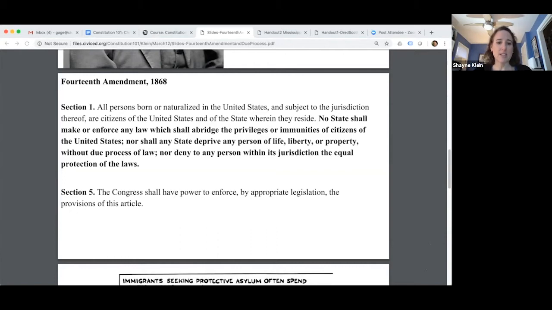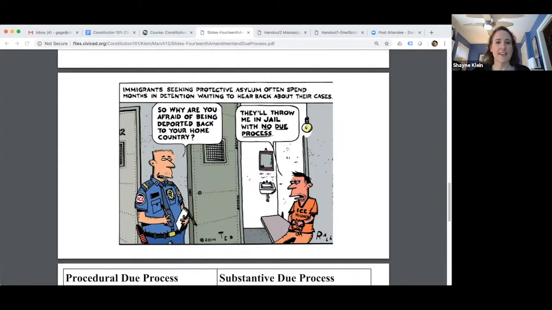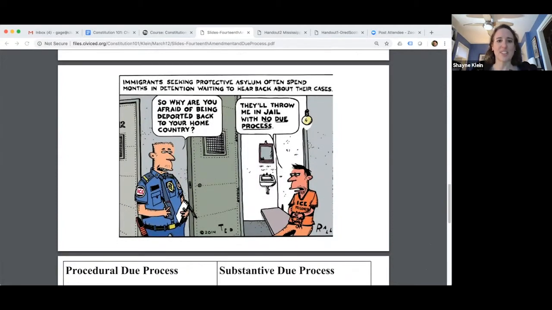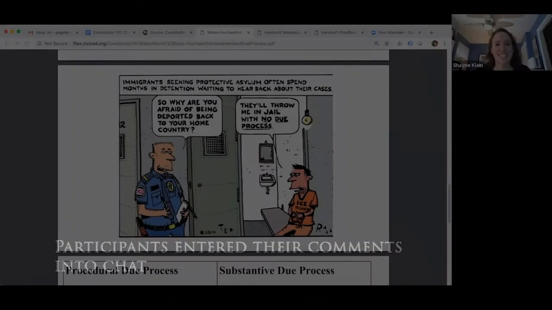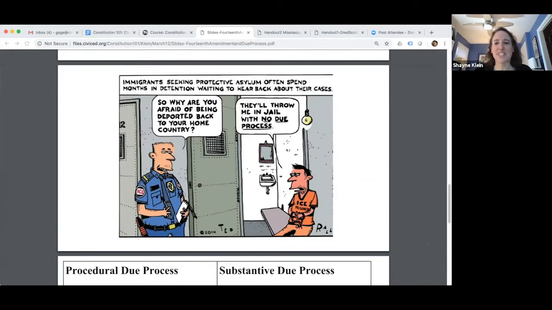So if we take a look at the next slide here, which is a cartoon I found that I thought was particularly topical for us to look at today. If anyone has any thoughts about this cartoon, throw them up in chat. Take a minute, take a look at it, and see what you think. What does it have to do with due process? So this is Ted Rall from 2014. Yes, this is procedural due process, exactly, right?